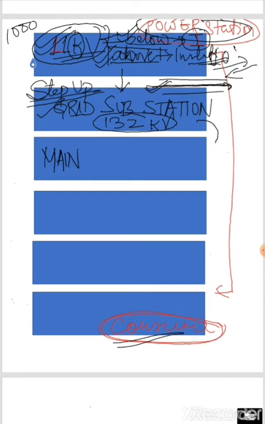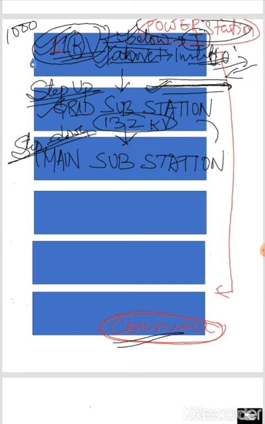So the next station that we have is the main substation. Now what happens in the main substation? So this 132 kilovolt now reaches the main substation where a step down transformer is used. So step down means ghataunu. So this 132 kilovolt is now stepped down to 33 kilovolt. Understand? So 33 kilovolt is what we now have here in the main substation.